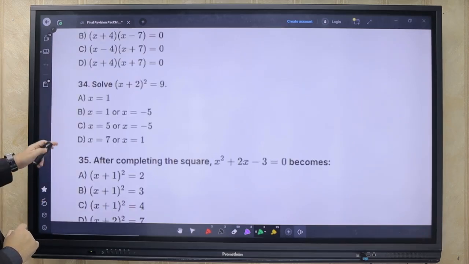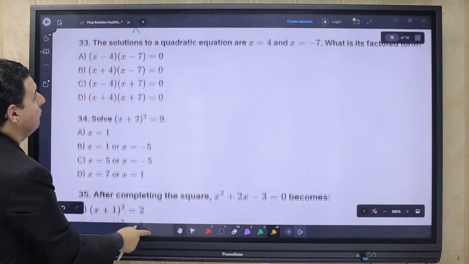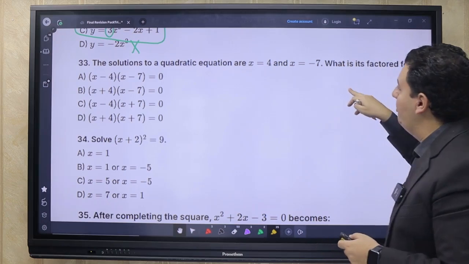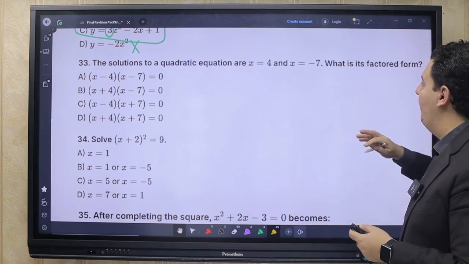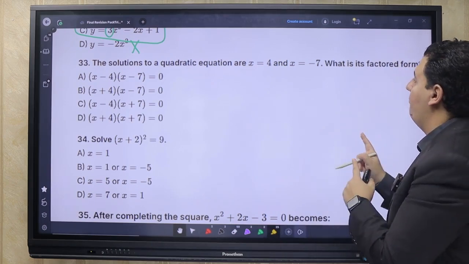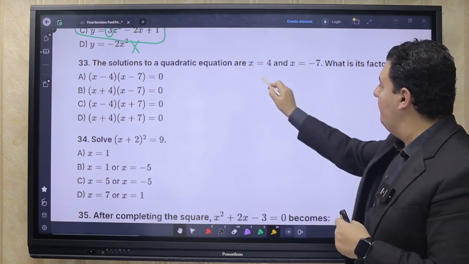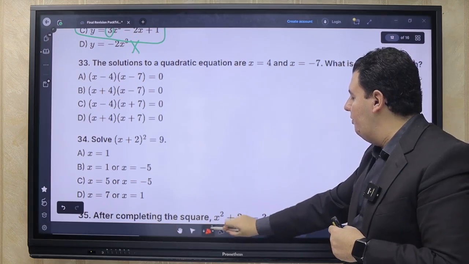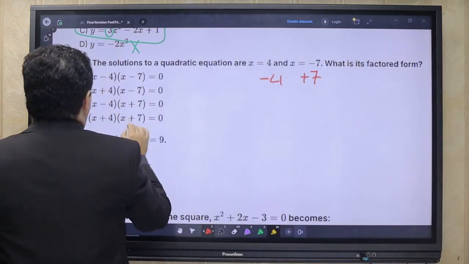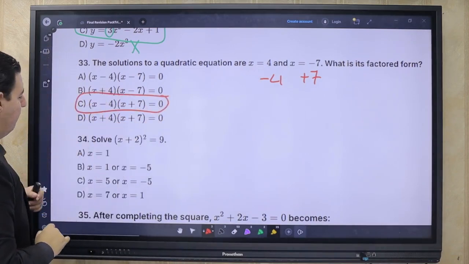Question 33. It's an easy way for the solutions x equals 4 and x equals negative 7. What is the factor form? We will change the sign of each number according to the bracket. Here it's negative 4 and here it's positive 7. Negative 4 and positive 7, we will choose letter C.